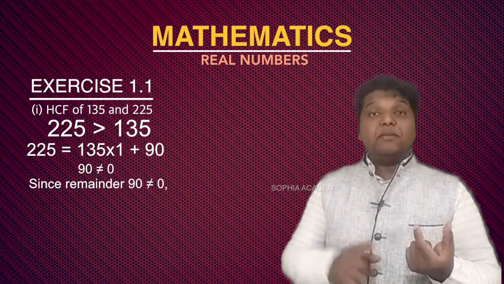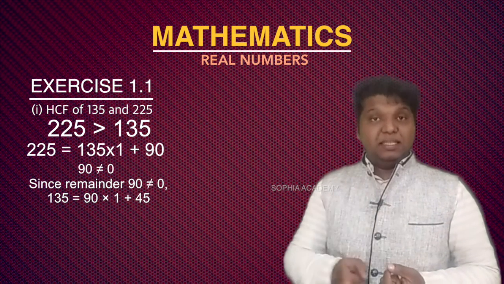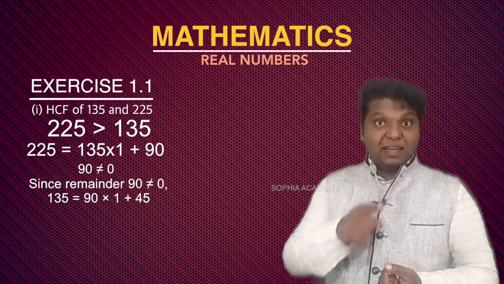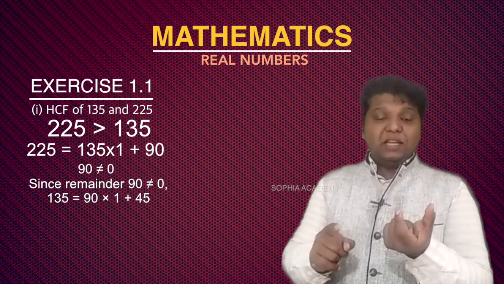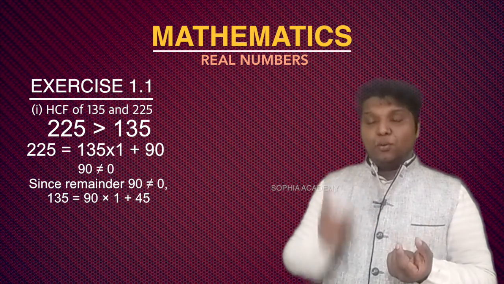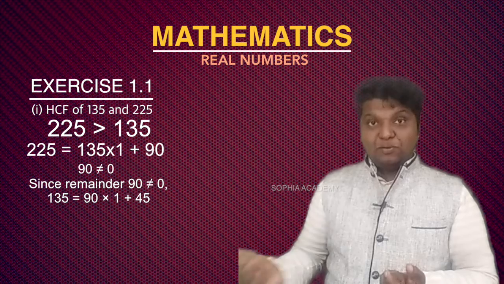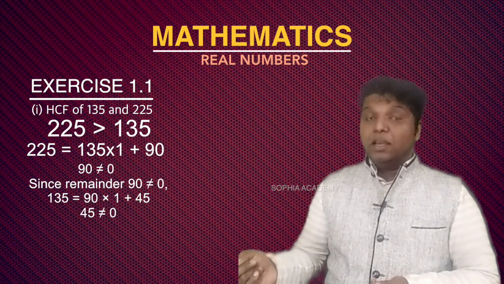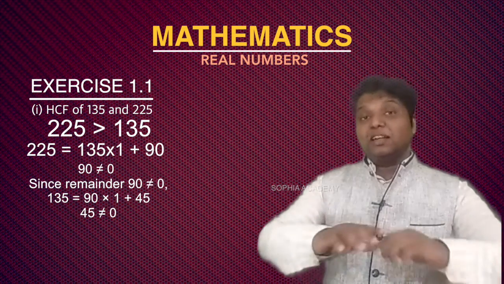Now bringing down this 135 we will write 135 is equal to, come on, by 90 you have to divide, right? That's what I told you. So by 90 when you are dividing, tell me 135 is equal to what will come? 90 into how much times? 1. 90 into 1 plus what is the remainder? Now it is 45. You got the remainder 45. Is it 0? No, it's still not 0. That means again you have to continue the process.